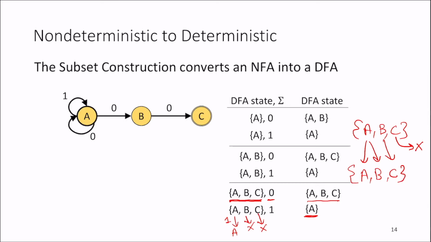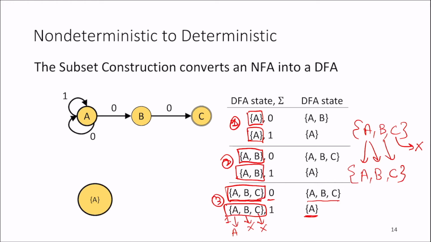Okay, so now what we've done is actually constructed a DFA, because each of these sets of states I can consider to be a state in a deterministic machine. So notice that I have 3 states. This is the first state, the second state, and the third state. And the names for these states can be the set of original states that we had.